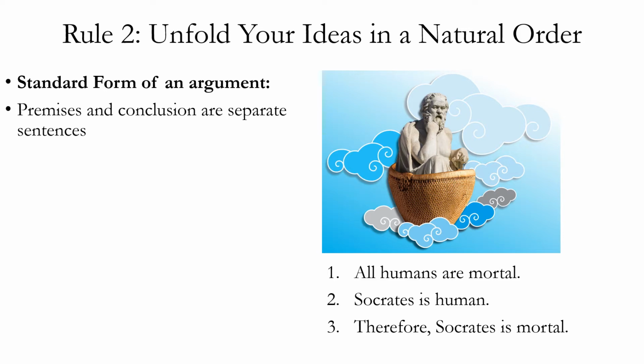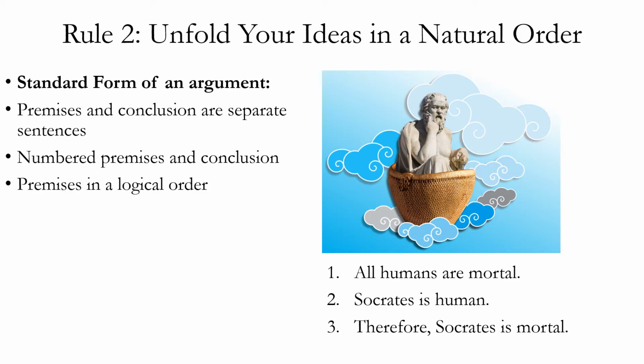form of an argument. One thing about standard form is that each premise as well as the conclusion are put into grammatically separate sentences. This is to clarify the difference between each premise and the conclusion. So you can see here, all humans are mortal, Socrates is human. Those are both premises, but they're separate sentences. Another aspect of standard form is to number the premises and the conclusion.